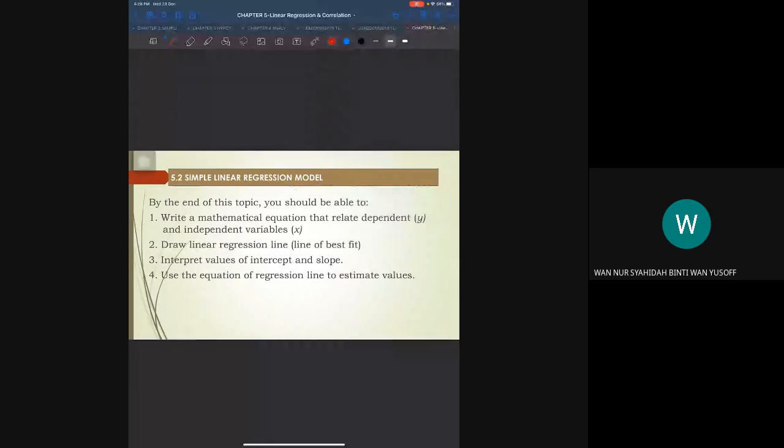Okay, so 5.2 simple linear regression model. By the end of this topic, you should be able to write a mathematical equation that relates dependent and independent variables, draw the linear regression line on your scatter plot, interpret the value of intercept and slope, and use the equation of the regression line to estimate the value. This is what I said, prediction.